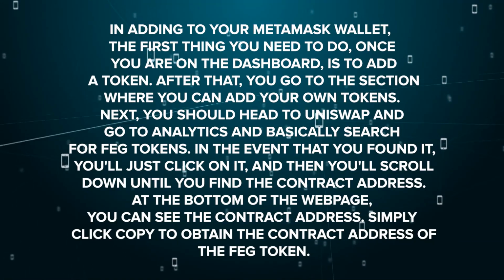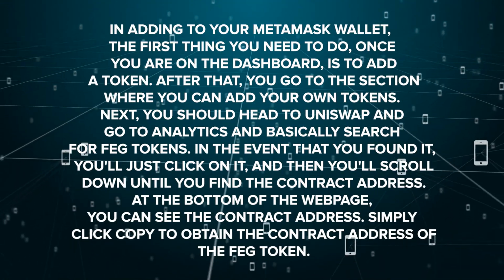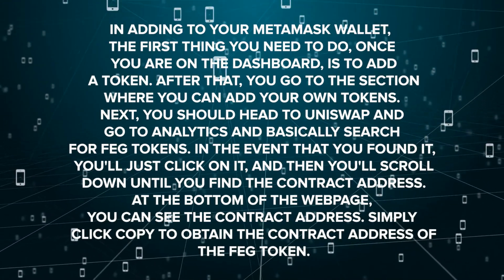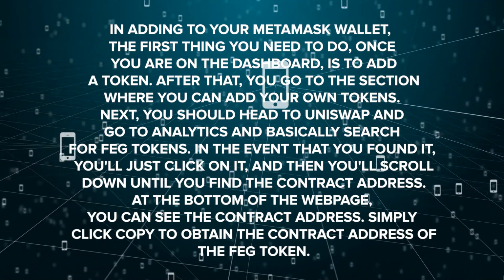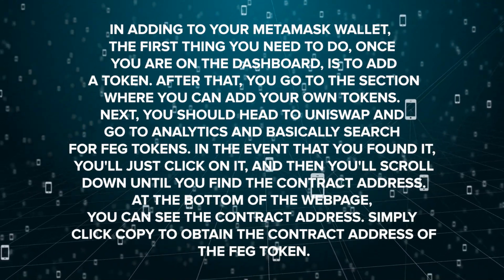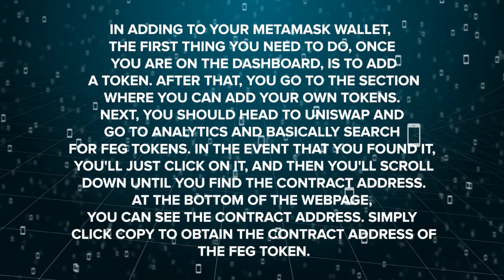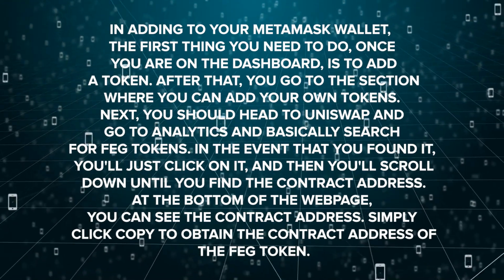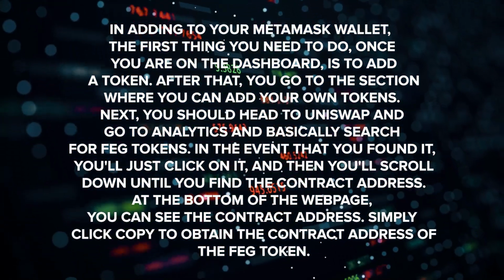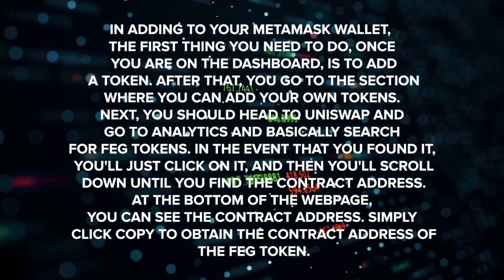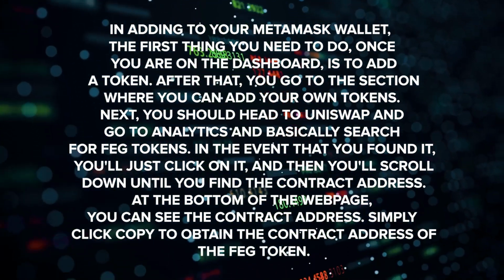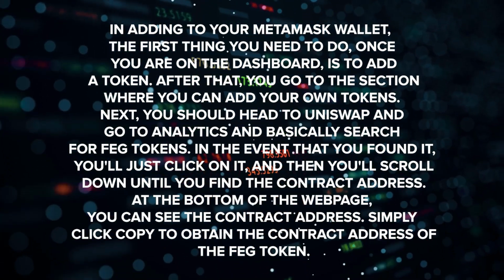In adding to your Metamask wallet, the first thing you need to do, once you are on the dashboard, is to add a token. After that, you go to the section where you can add your own tokens. Next, you should head to Uniswap and go to Analytics and basically search for FEG tokens. Once you have found it, you'll just click on it and then scroll down until you find the contract address. At the bottom of the web page, you can see the contract address.